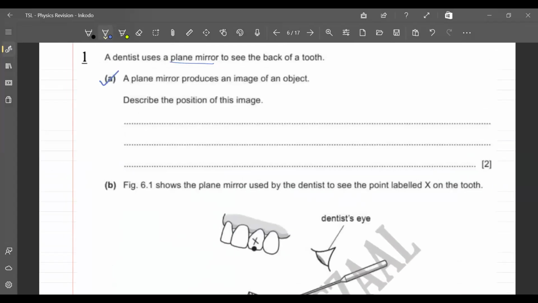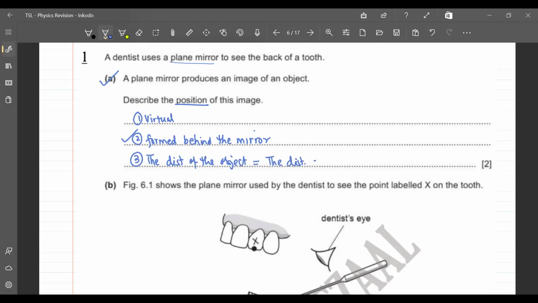Now we talk about characteristics of the image produced by a plane mirror. The first is obviously it is virtual. Second, it is formed behind the mirror, because we talk about position. So this point will count. Formed behind the mirror. And the second, because it's a two marker, the second pointer would be the object distance is equal to the image distance. So the distance of the object is equal to the distance of the image from the mirror.